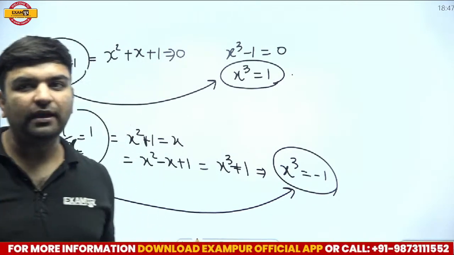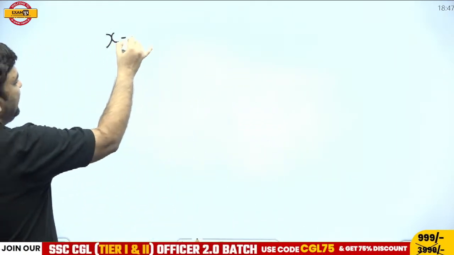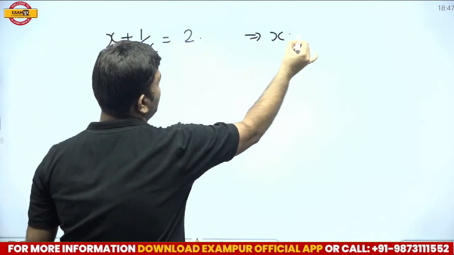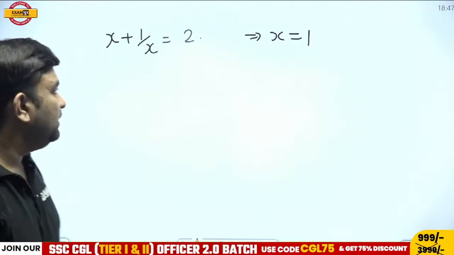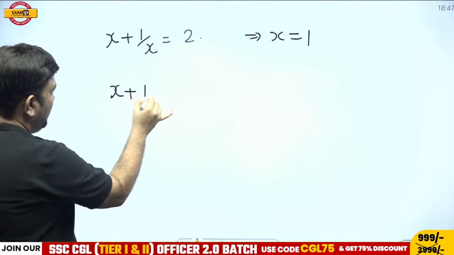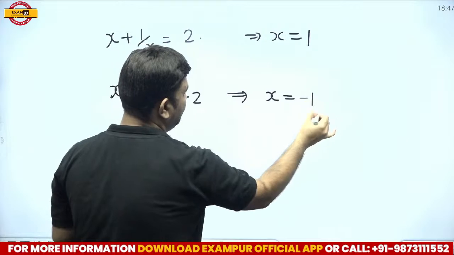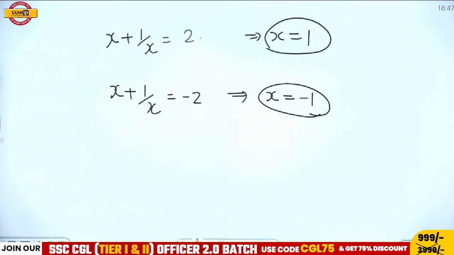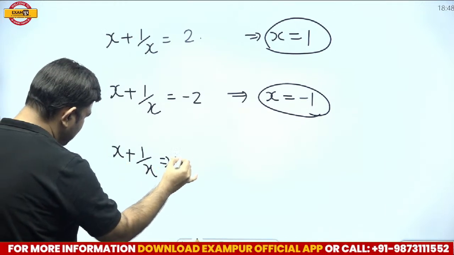There are 2 to 3 other situations as well. Please write it down. One is x plus 1 upon x is 2. It directly says x is 1. Another is x plus 1 upon x is minus 2. It also directly says x is minus 1. What are the others? I am just missing it.